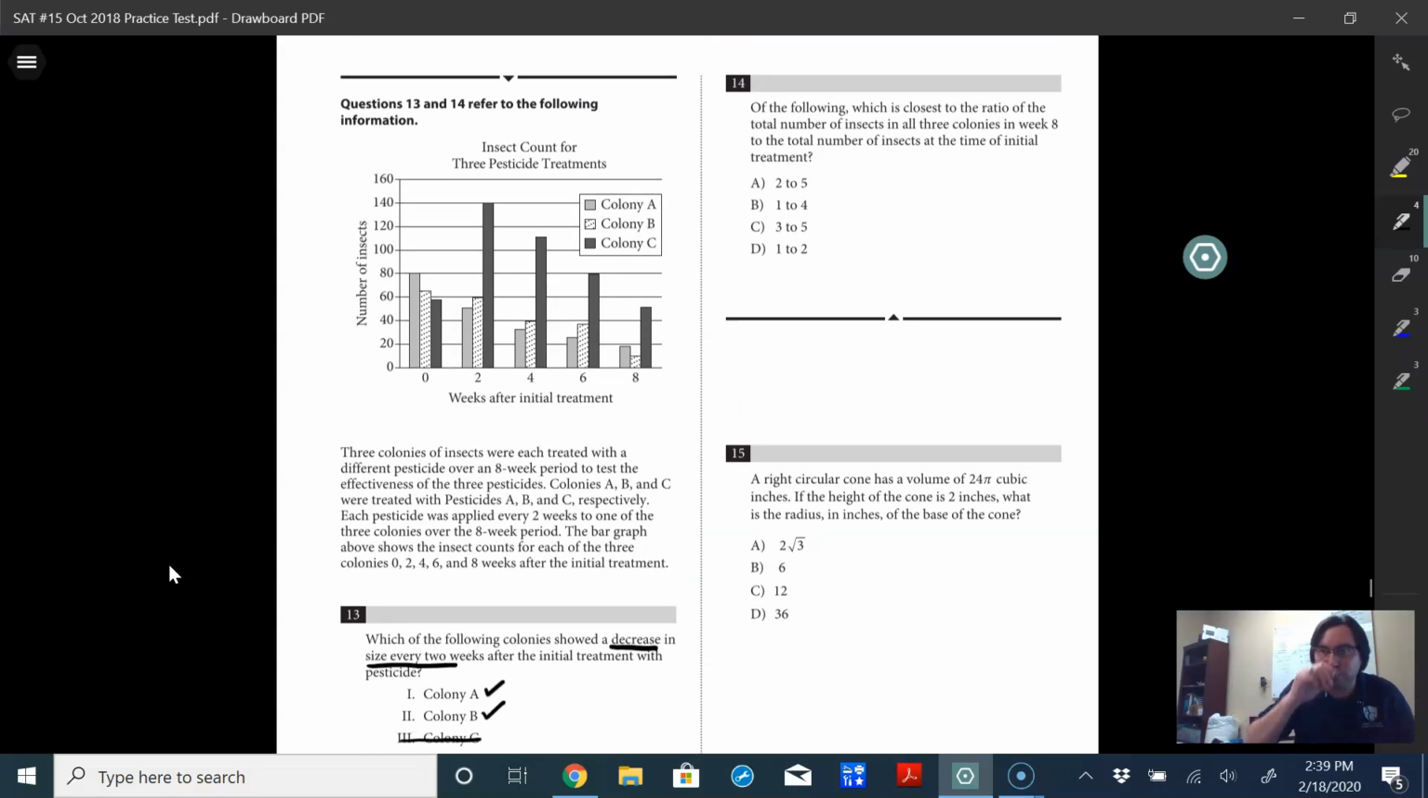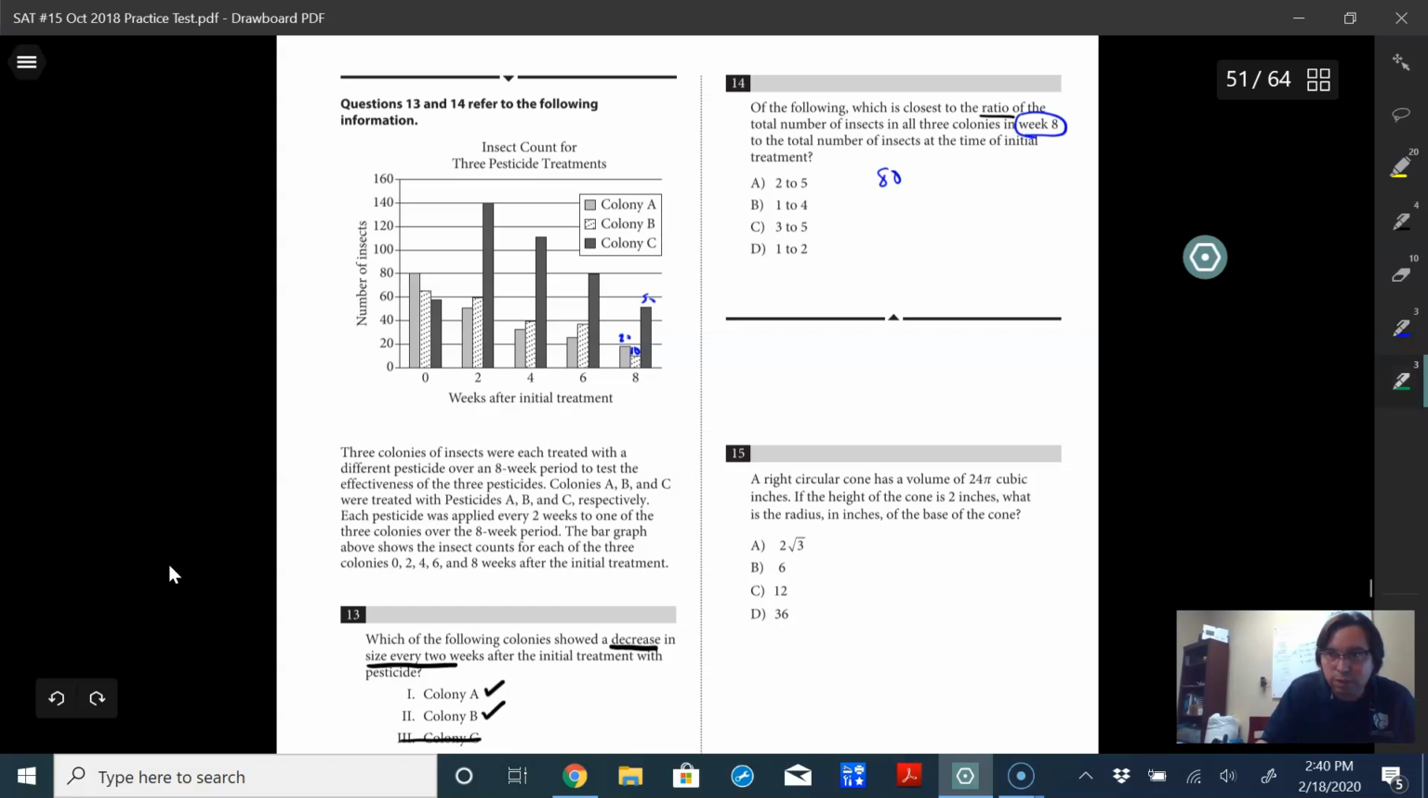Okay, let's look at number 14 now. It says, which of the following is close to the ratio of the total number of insects in all 3 colonies in week 8. So we're looking at week 8. If we go over here and look, we don't really need to be exact or precise. We can say, okay, well, that's 20. That is 10. And that looks like 50. So if you add up all those, that looks to be about 20, 10, 30, 50. So it looks to be about 80 for week 8.